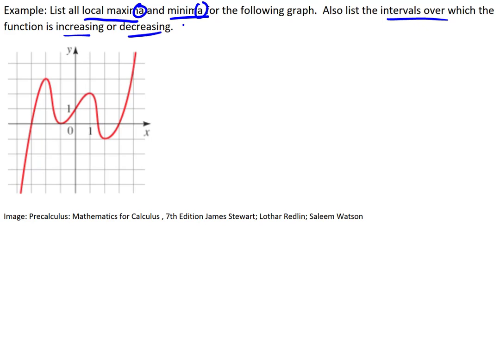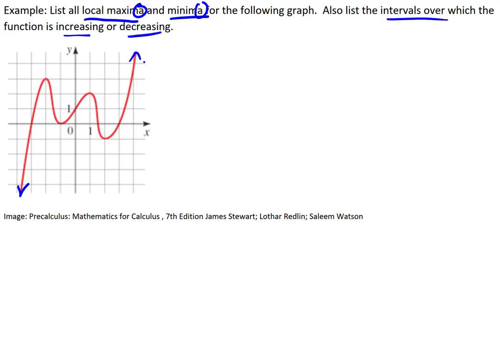We also want to list the intervals over which the function is increasing or decreasing. So we'll start by just looking at this picture, which is a curvy graph that starts low to the left, and then curves up and down and up and down like a roller coaster, and then ends up going up to the right. So starting down to the left in quadrant 3, and then up to the right in quadrant 1.